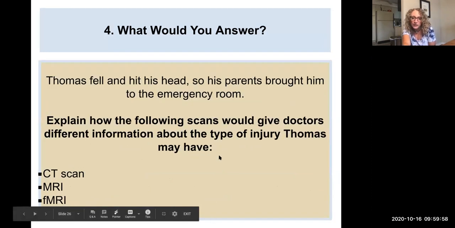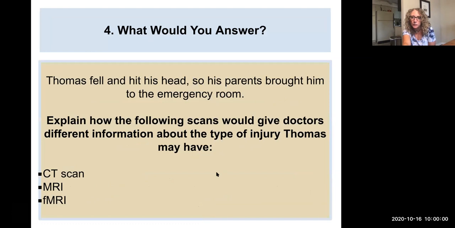All right, so last thing here, just as a quick review, here's an example of a free response question you might have, where part of your free response asks you to talk about an imaging technique. Thomas fell and hit his head, so his parents brought him to the emergency room, which is kind of ironic because I have a son, Thomas, who actually has hit his head, and we've had to go to the emergency room. Explain how the following scans would give doctors different information about the type of injury Thomas may have.